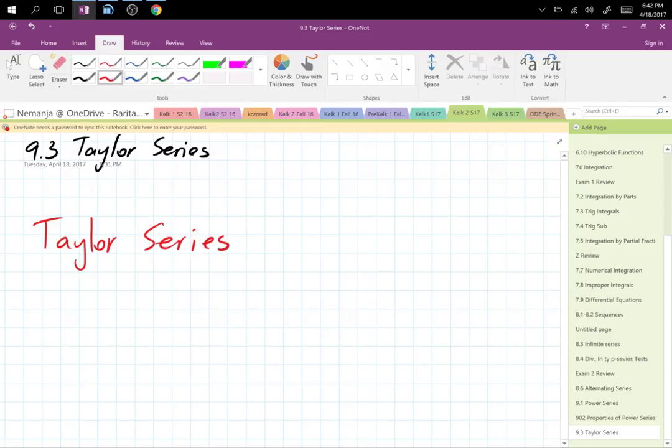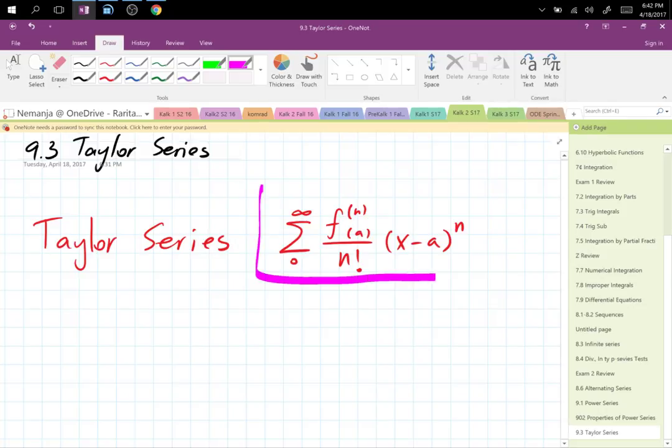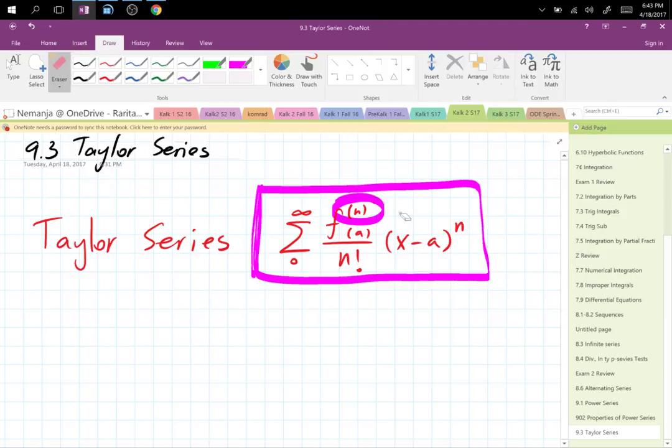Taylor series is going to be this approximation for functions where we write it as the summation of the nth derivative computed at a, divided by n factorial, times x minus a to the n, starts at 0, goes to infinity. So this is Taylor series. We did this on the first day. What's going on with that f^(n)(a)? This is the nth derivative. So first derivative, second, computed at a.